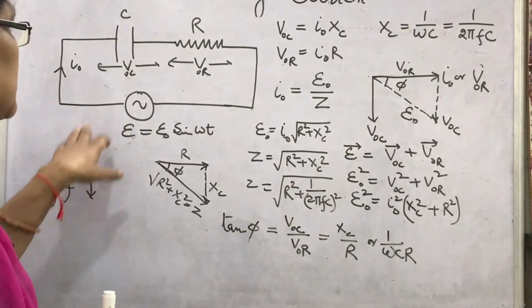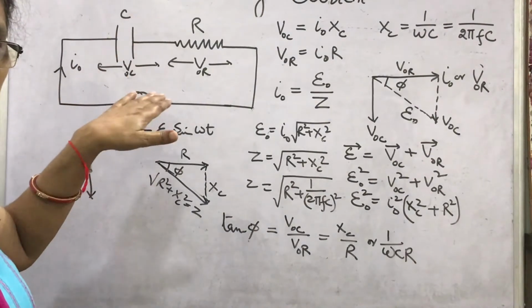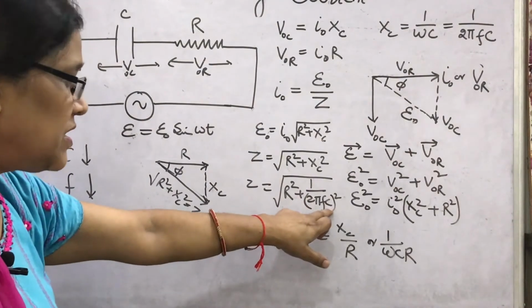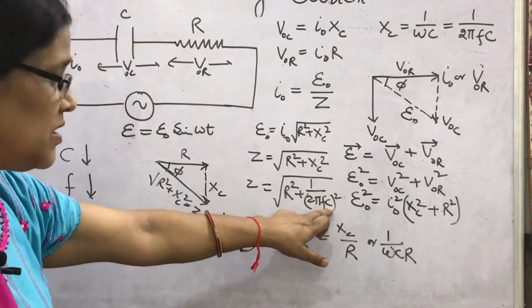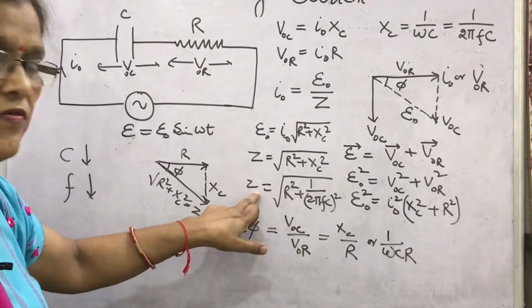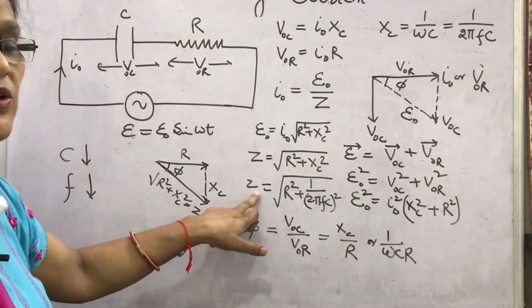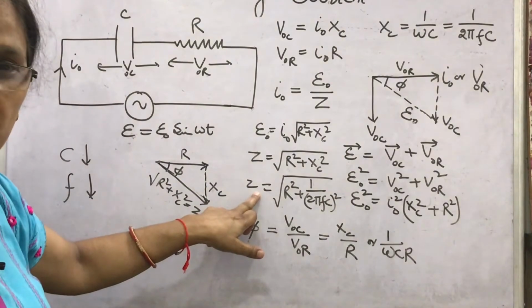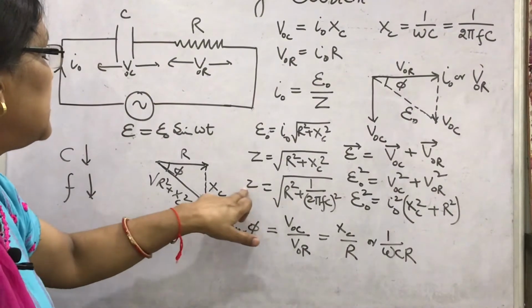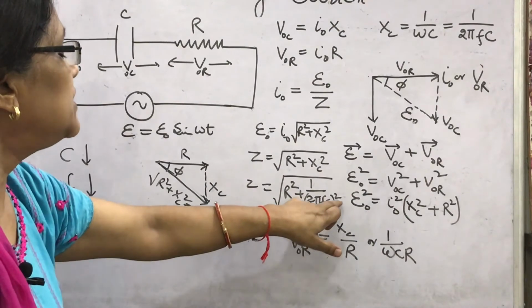When capacitance increases, this is a variable capacitor, then on increasing the capacitance, use this relation for impedance. If C will increase, what will happen? This 1 upon C will decrease. Then how will you find the overall effect on Z? Then you will find the effect on I. You will find here that Z equals the square root of R square plus (1 upon 2 pi f C) square.